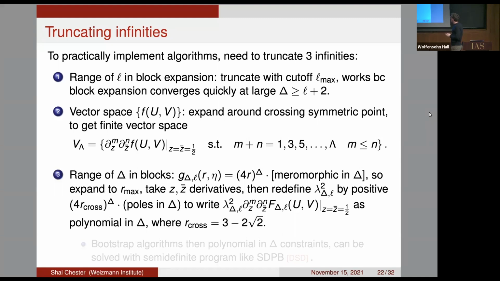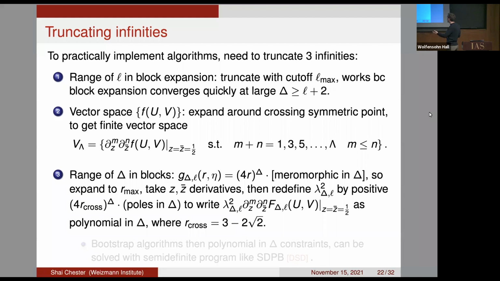The third infinity is the fact that the possible set of operators also is this continuum of delta, where delta is going from the unitarity bound in principle up to infinity. So the way this is dealt with is a bit more subtle than the first two infinities. Recall that the conformal block in this R expansion scaled like 4 to the delta times some meromorphic function of delta. So in practice for our bootstrap algorithm, we expand the conformal block up to some R max.